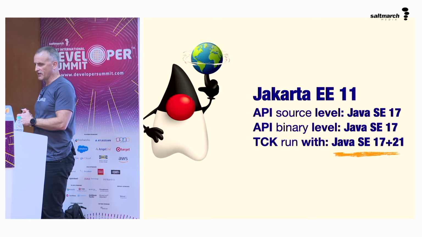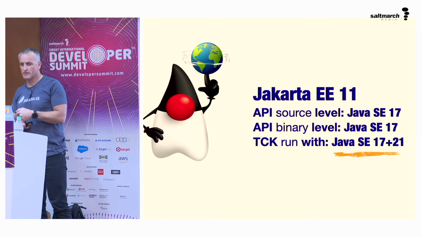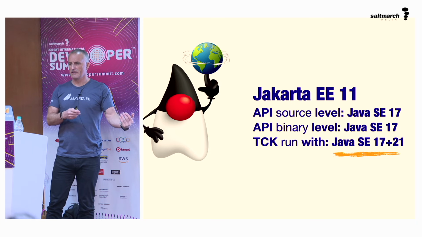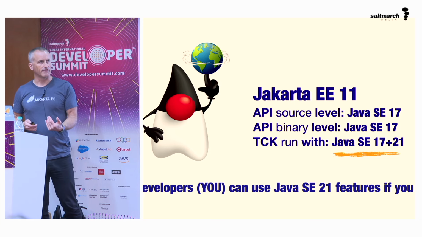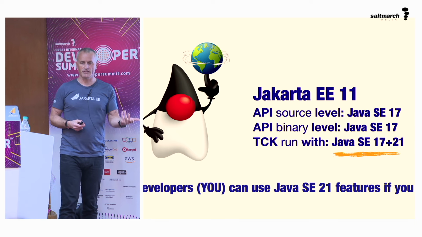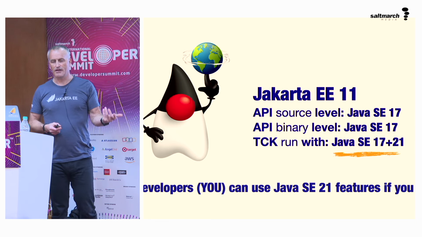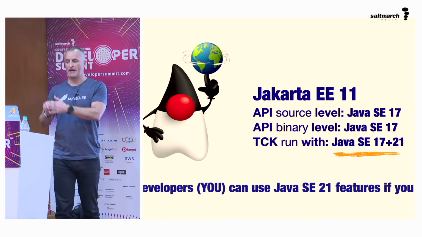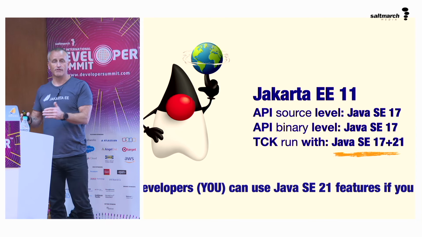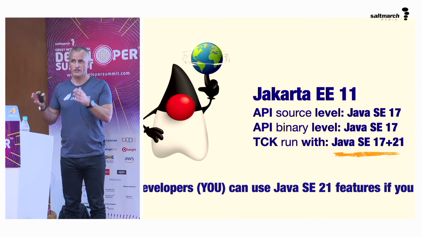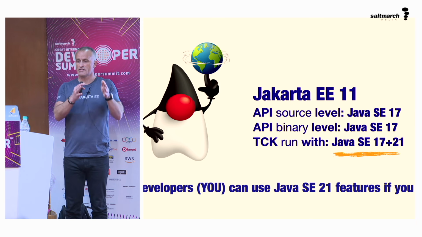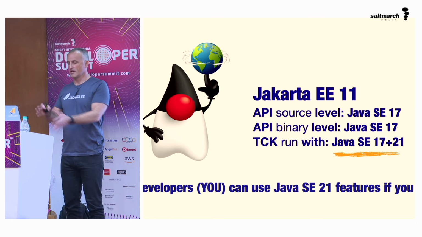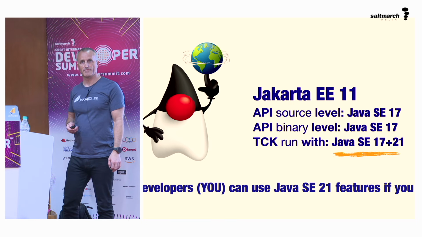We are going to base Jakarta 11 on Java SE 17, which may seem a little defensive, but we're making sure that it works on 21 and above. So you can use Java 21 and higher in your apps if you like, because we're making sure that it's tested on both 17 and 21. But by doing this, we don't force you to upgrade. So if you're stuck on 17, you can still use Jakarta 11 APIs and implementations. But if you want to use 21, you can, but you don't have to.